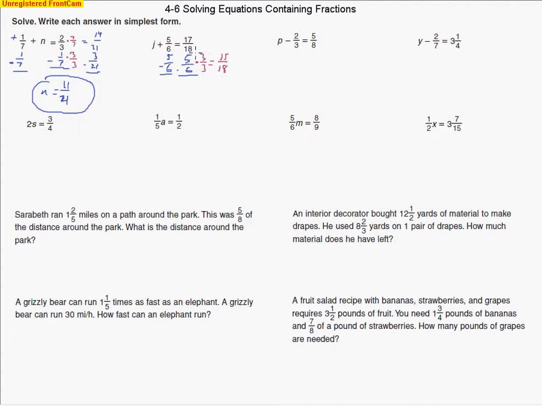Remember, I'm subtracting here because of that minus sign right there. So I do 17 minus 15, and that's where I'm getting 2 from. And I bring the 18 down. From that point, all I have to do is reduce the fraction. So I see I can divide them both by 2. And I'm left with 1/9. And that's the value of j.